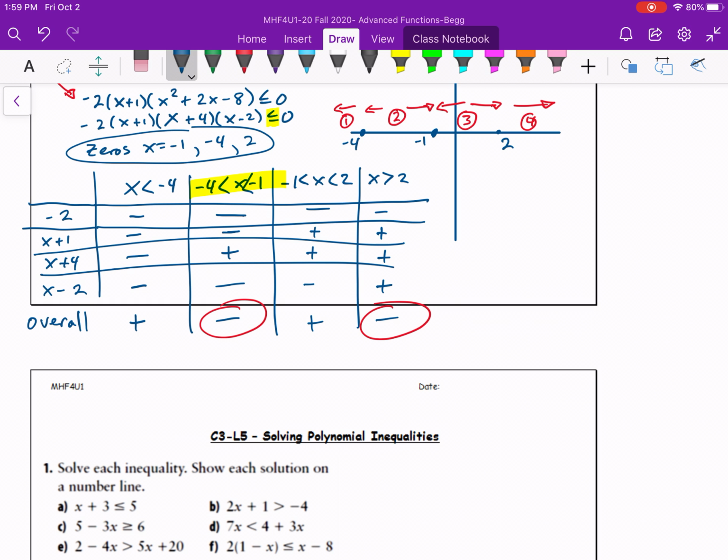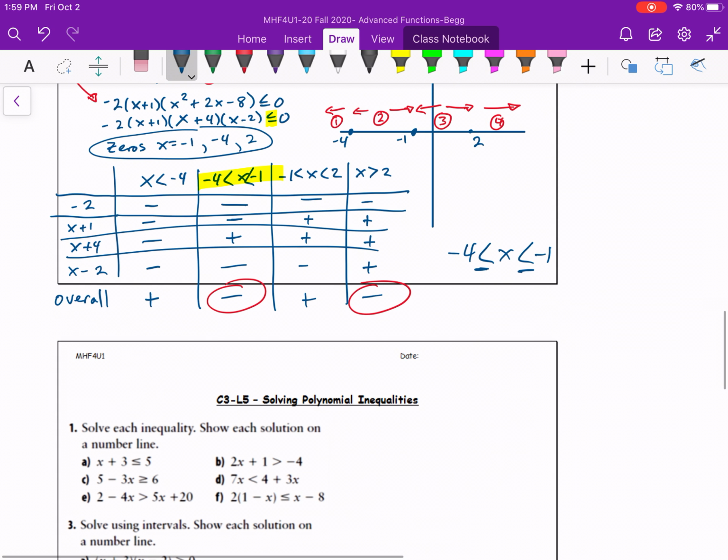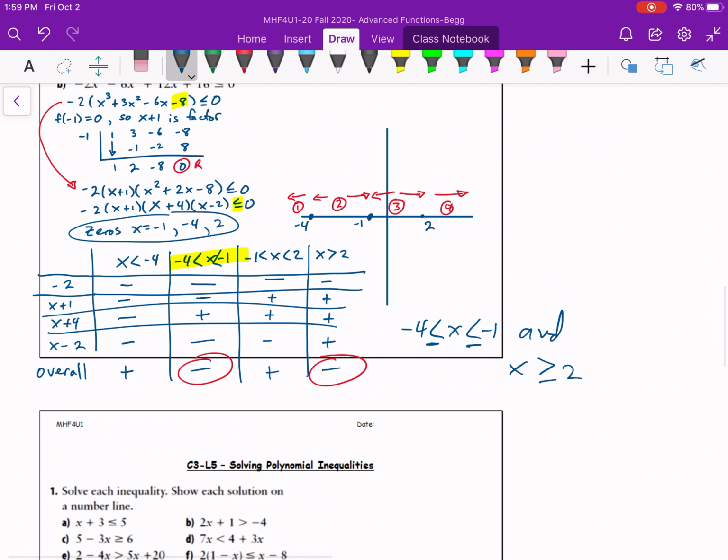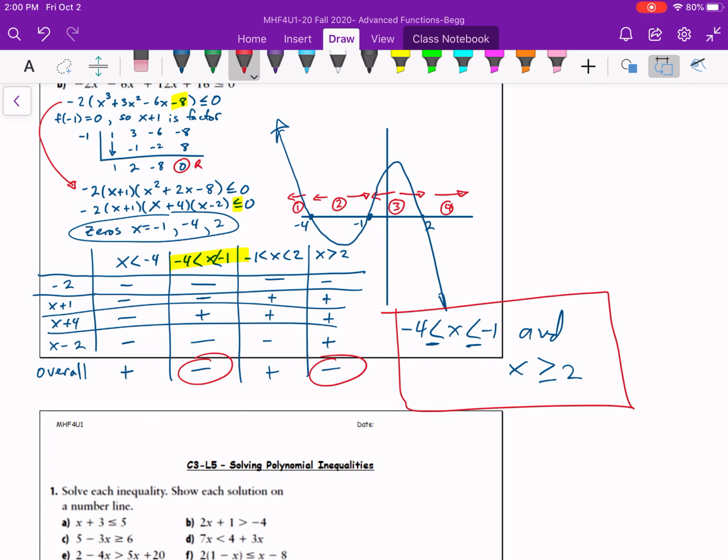And so the solution is that x has to be between -4 and -1. And remember, this does include the equal sign underneath, so I need to include it here. And x has to be greater than 2. Those are my only possible answers. Graphically, it's going to end up looking like this. But it's a way of doing this without requiring a graph.